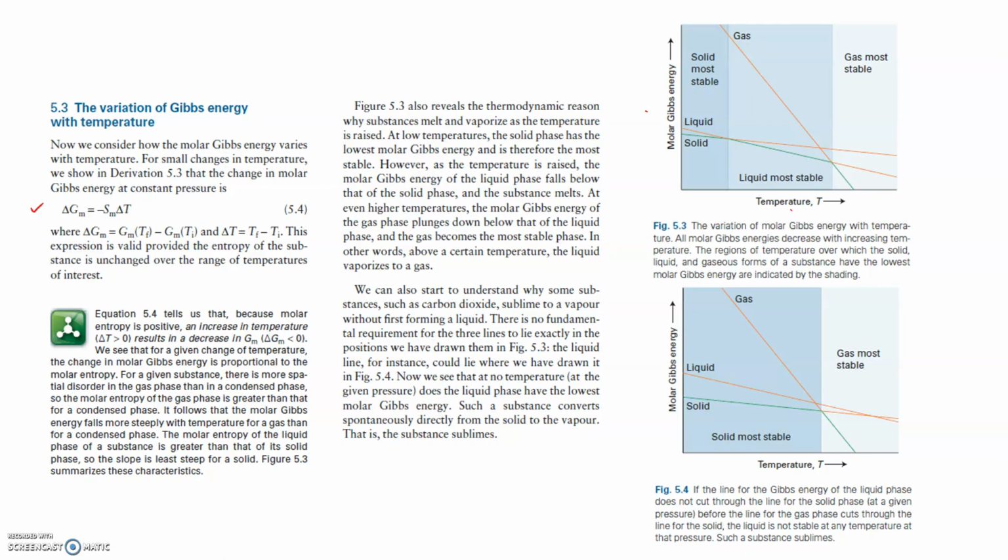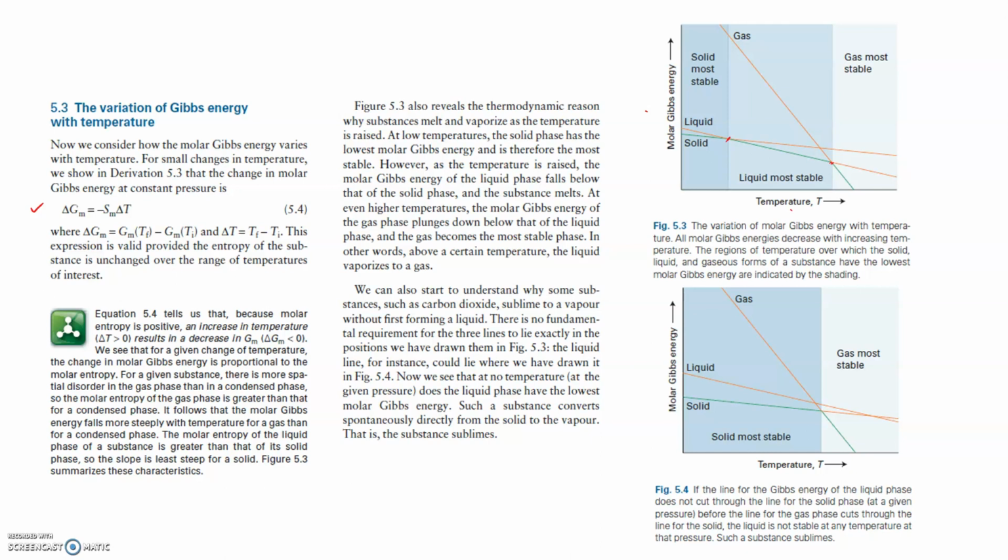have 3 different degrees of shading, where the darkest shading is where the solid phase is preferred. The intermediate shading is where the liquid is most stable, and the lightest shading is where the gas is most stable. We also see these intersections where the slopes of the Gibbs energy versus temperature lines intersect one another, defining these barriers between solid and liquid stability and liquid to gas stability.